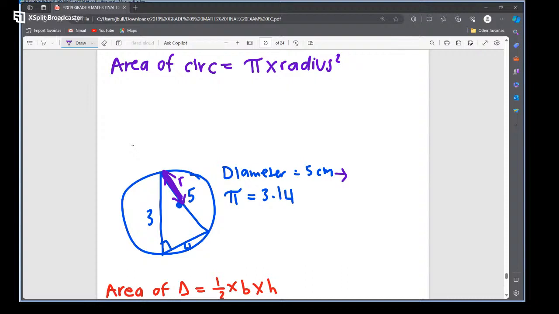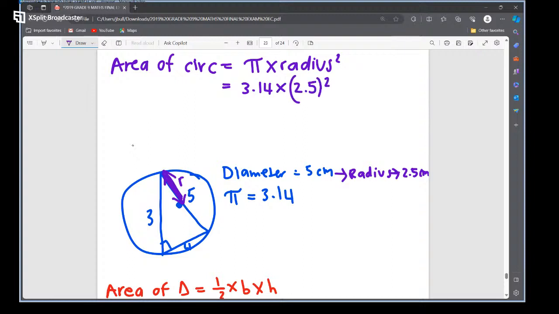So we would say a radius is half of 5. We have a calculator, but lots of people know this one anyway. So half of 5 is 2.5 centimeters. Then what we have to do is, they told us to use pi, we have to use 3.14. Our radius is 2.5 and we have to square that.